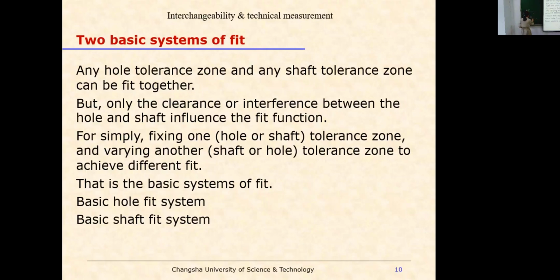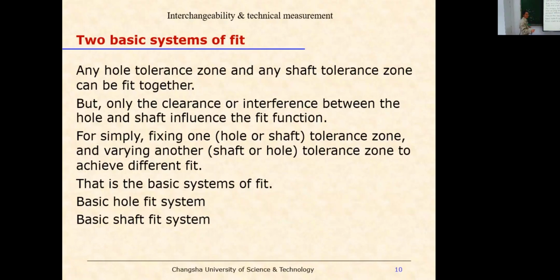Otherwise, if you fix the shaft here, and you choose different holes like this one, this is clearance, this one is interference, and this one is transition. This one is interference. So you fix a shaft, and you choose different tolerances of the hole. They have the same fit function. They're the same, right? So that is the basic system of the fit.